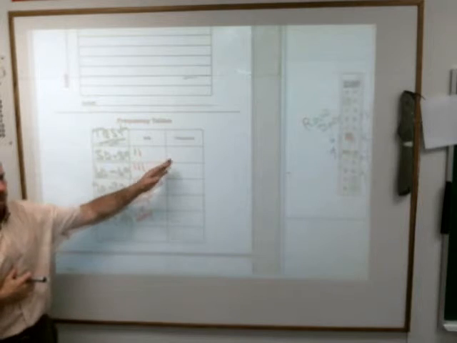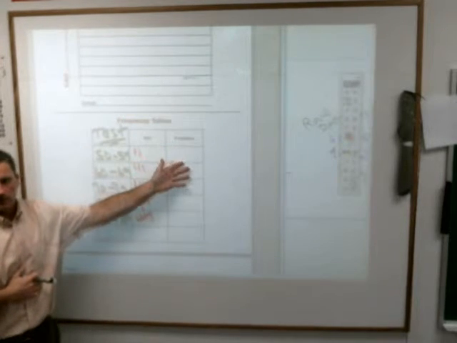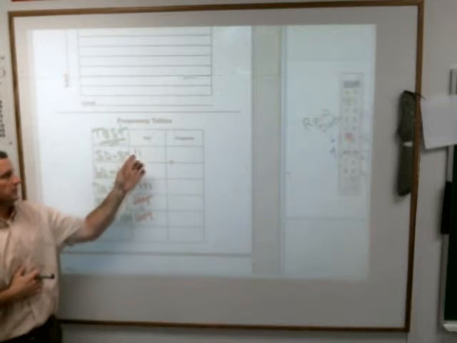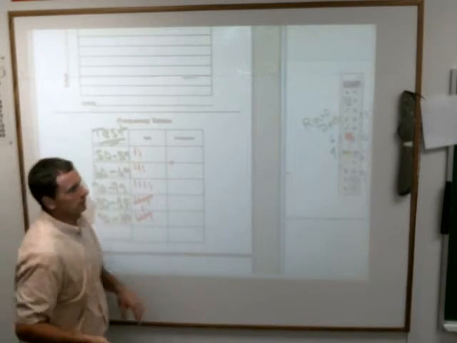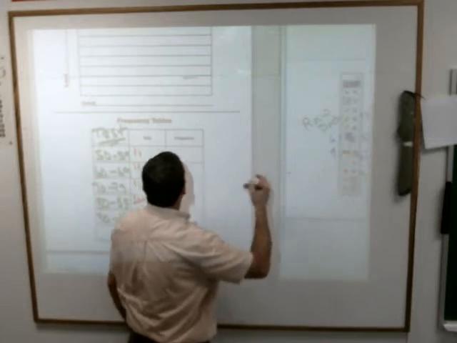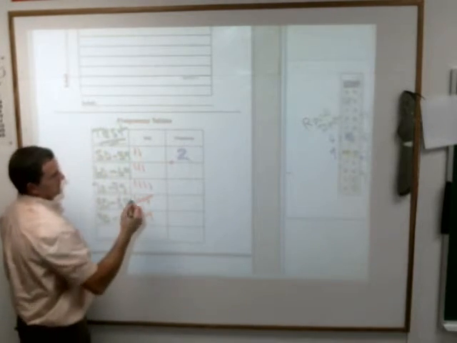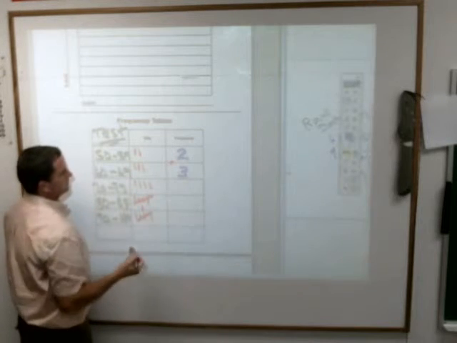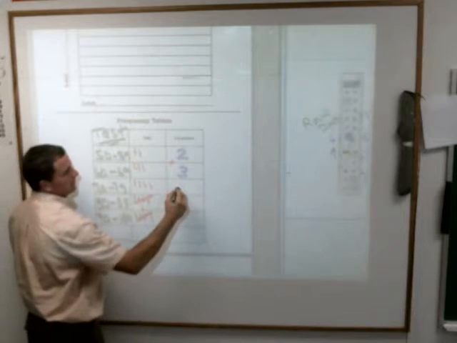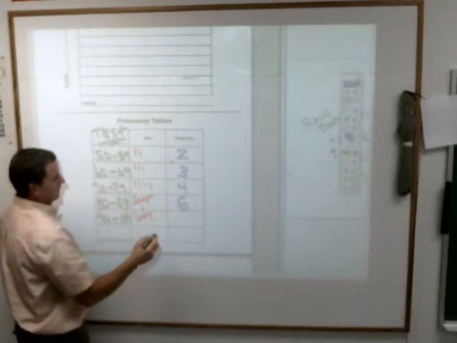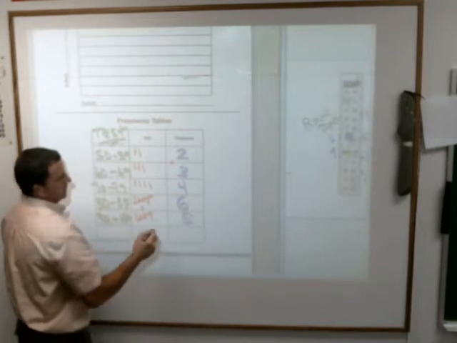Now, what do you suppose we're going to do with frequency? What's that, Ryan? Yeah, you're just going to take the tally marks and write the number that is over there. So in the 50 to 59, there were 2 people. 60 to 69, there were 3 people. In the 70 to 79, there were 4 people. 80 to 89, 6 people, and then the 90 to 100 was 5 people.